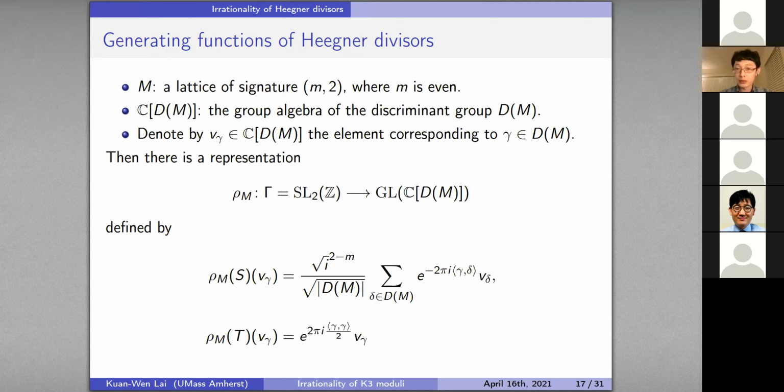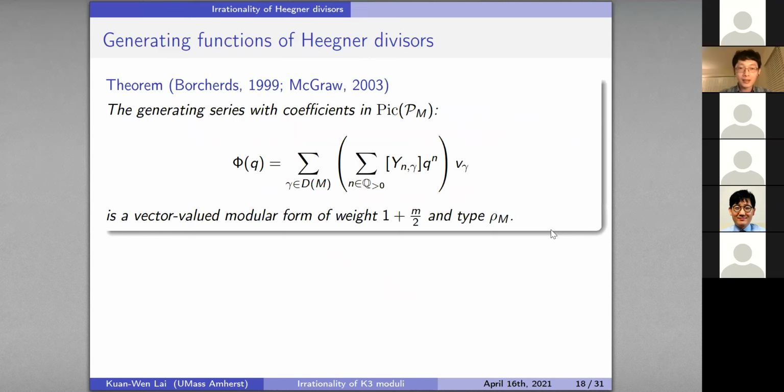We know the modular group is generated by S and T, so if you want to define a representation, it's sufficient to define how it acts when evaluated at these two generators. They act in this way. In particular, the representation at the T translation acts on the basis elements as eigenvectors, and the representation evaluated at S acts on the vectors in a more complicated way. Anyway, we have this representation.